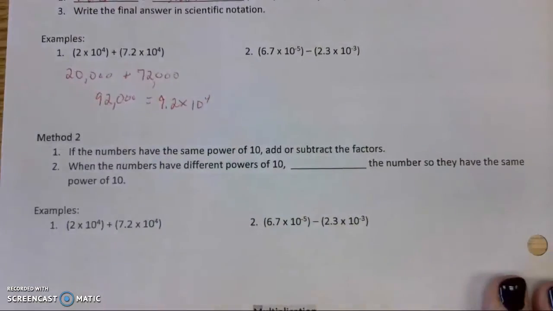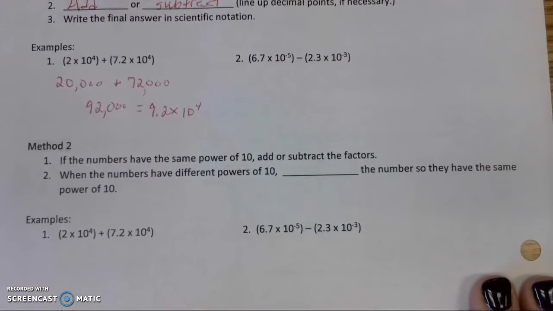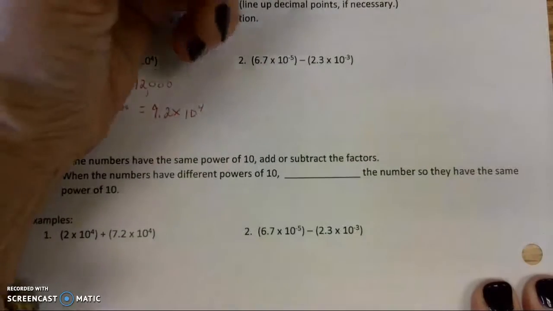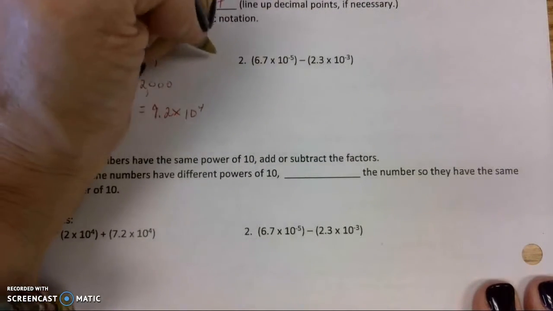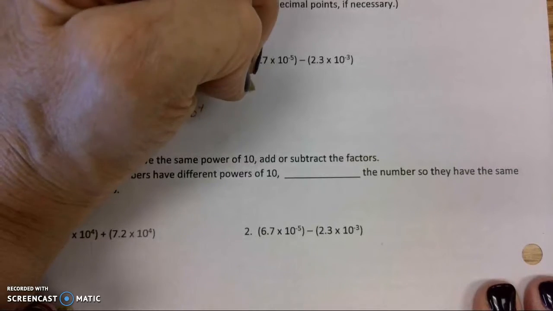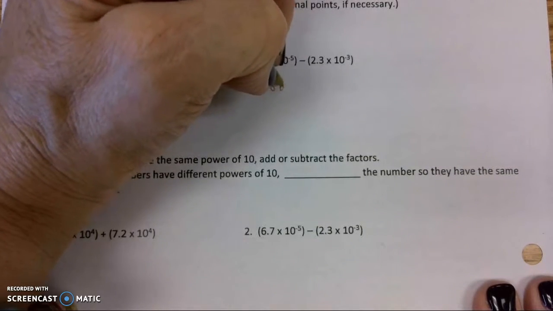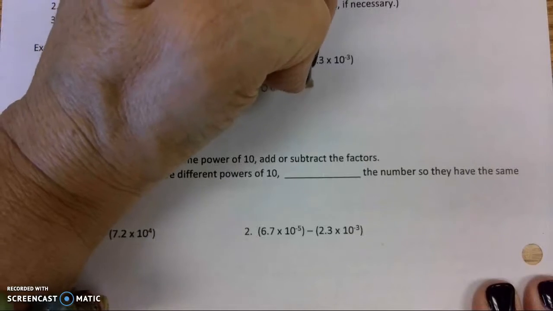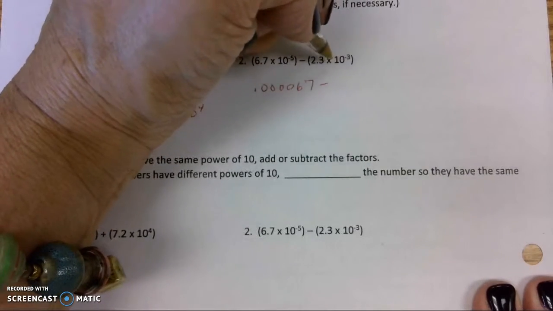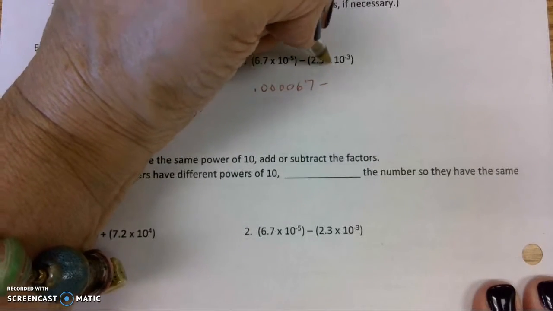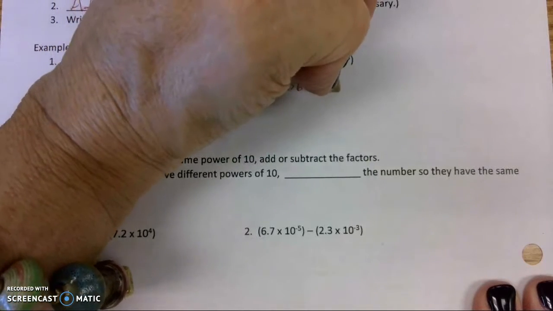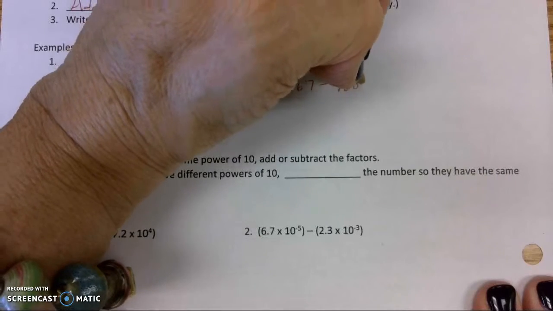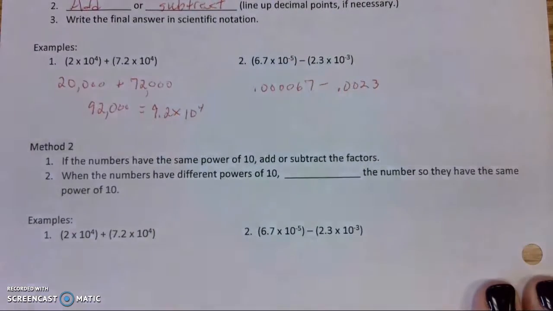Now, the next one is subtraction, and the next one is subtracting decimals. So you always have to be careful when you're doing subtraction. First thing we're going to do is change this. Again, -5, so I'm going to move to the left. I've already got one decimal point, so I'm going to just add 4 zeros. And then I'm going to do 2.3 times 10 to the -3rd. I've already got one decimal point, so I just need to add in 2 zeros, and I'm ready to go.